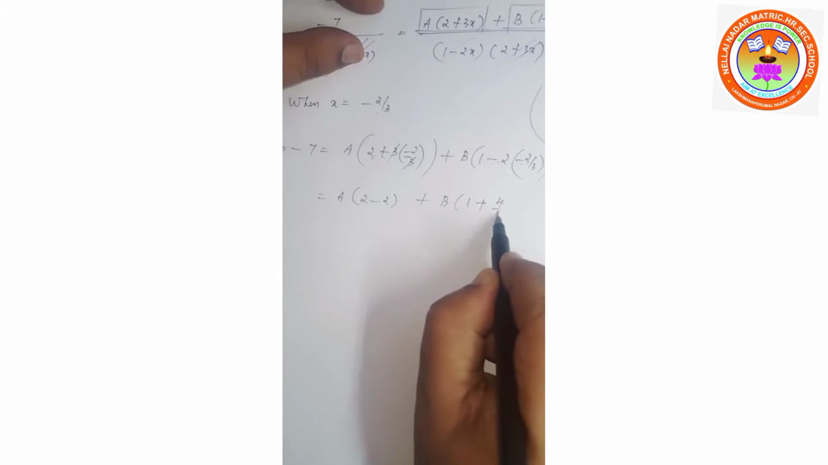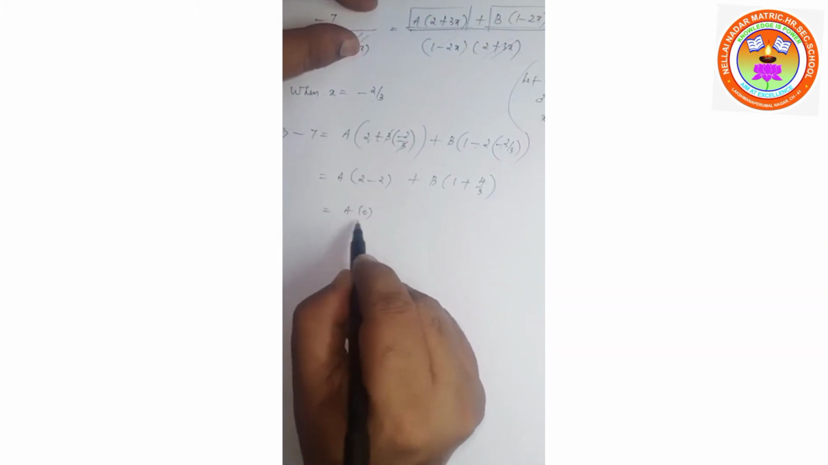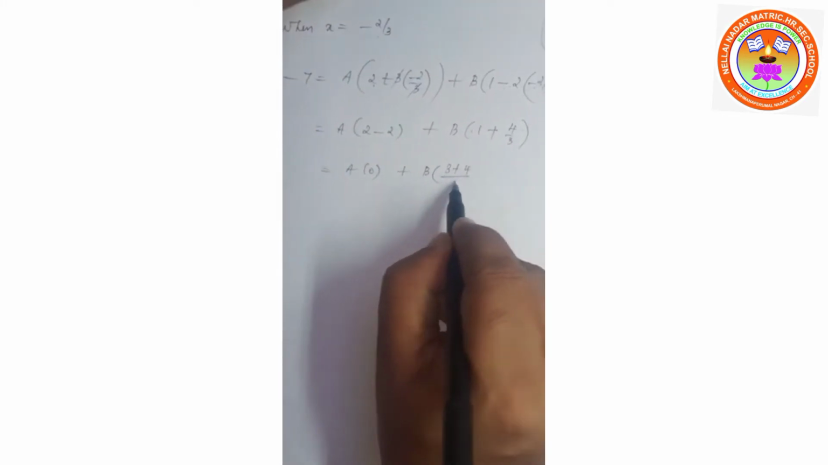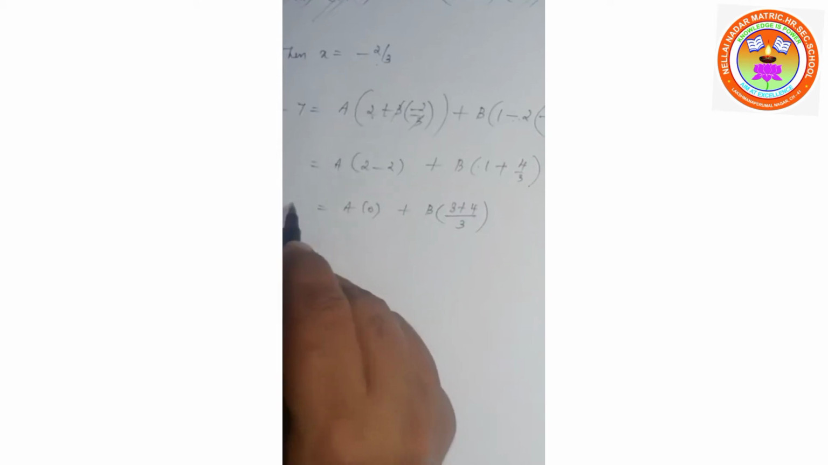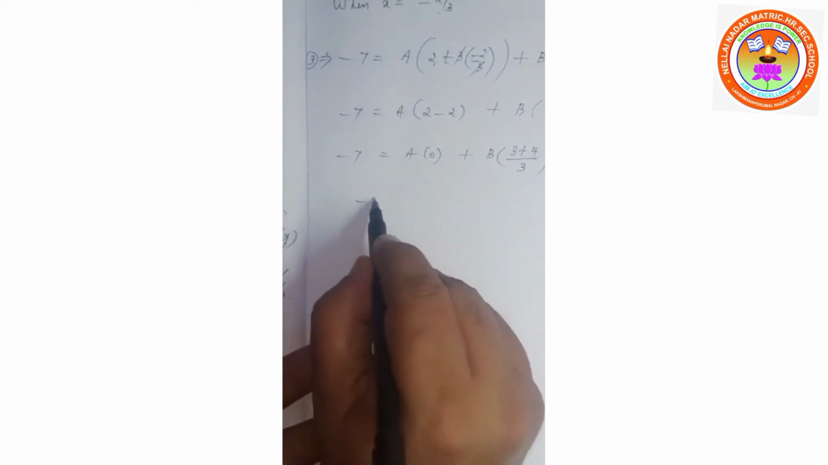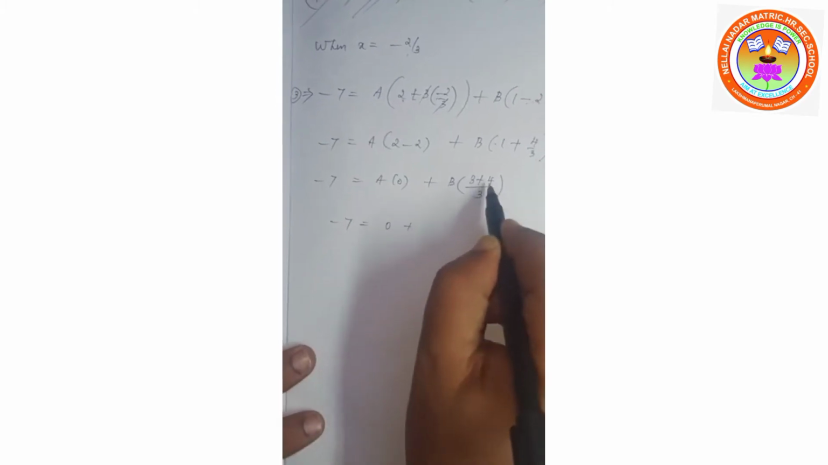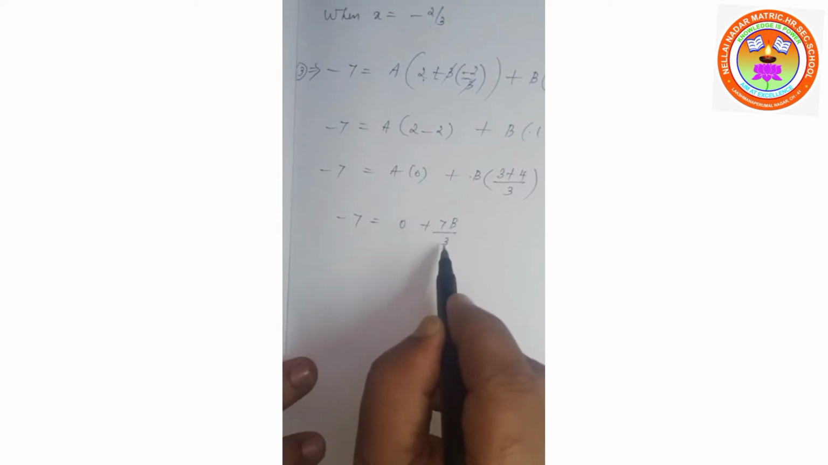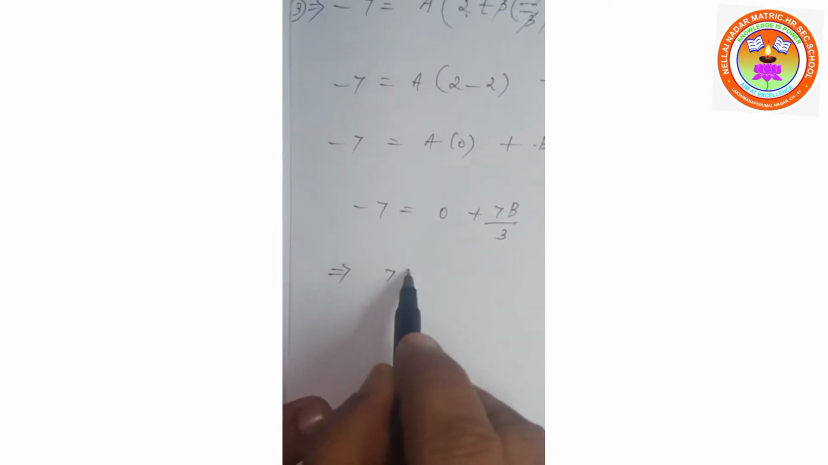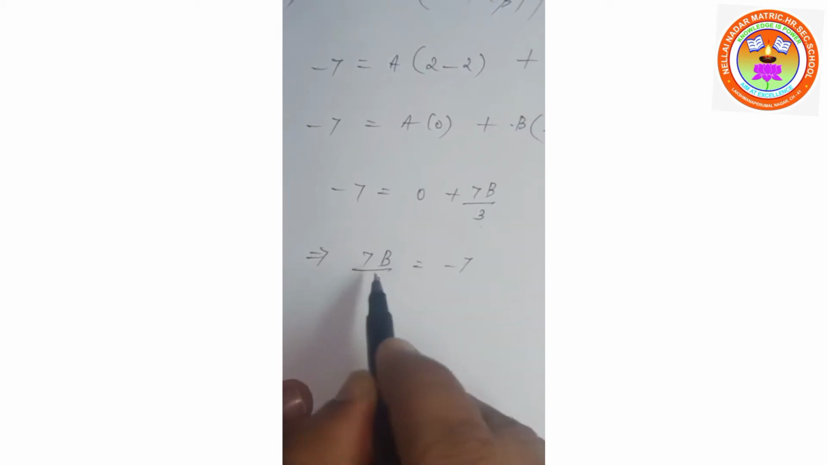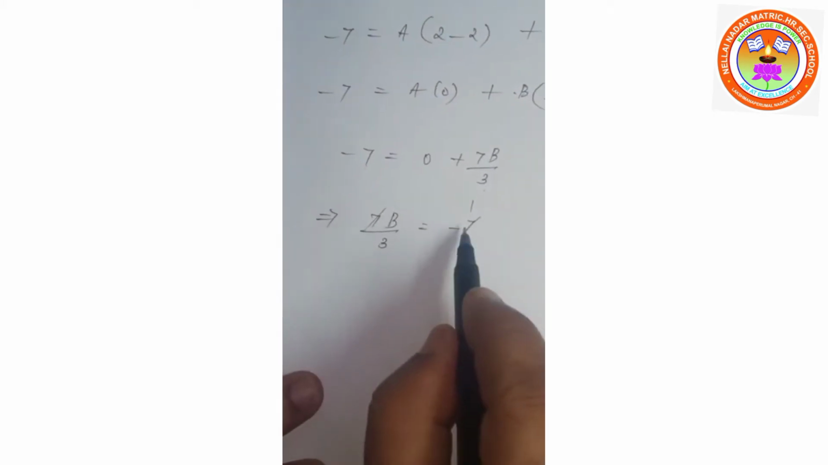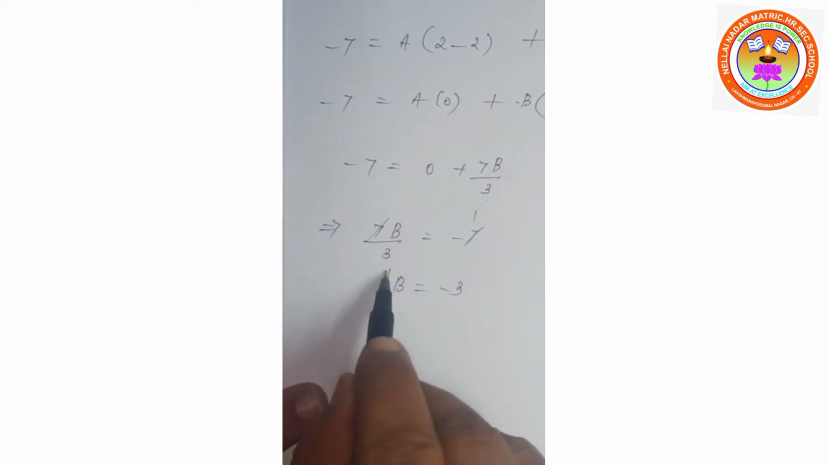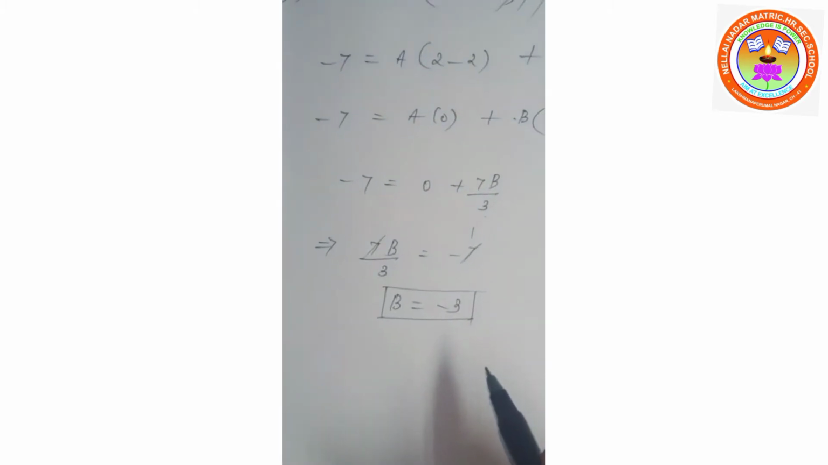Equals a into 0 plus b into (3 plus 4) divided by 3. Left hand side we have minus 7. So minus 7 equals a into 0, 0, plus 7b by 3. So 7b by 3 is equal to minus 7. The 7s get cancelled. What will be there? Minus 1 on the right hand side. So b equals, cross multiply, 3 into minus 1, that is equal to minus 3. That is the value of b.